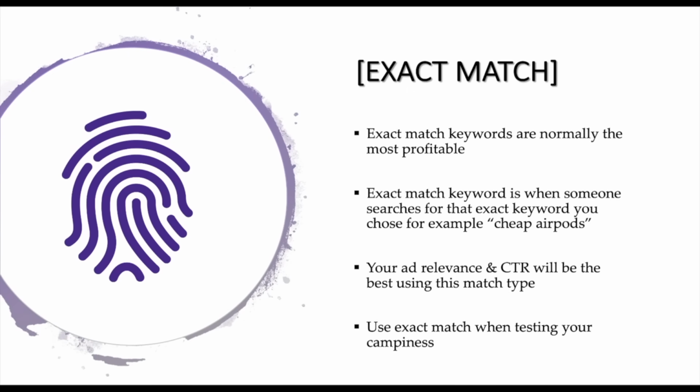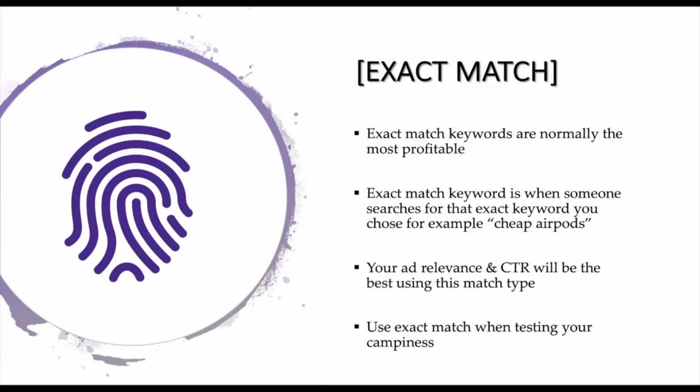Now you've got something called an exact match. You can see I put brackets on them, and you'll understand in a minute why I've used those brackets in the Google dashboard. Exact match keywords are normally the most profitable, because people are already looking for that. For example, cheap AirPods. If somebody's searching for that and you're coming up, they're looking for what you've listed. So you're going to get a higher conversion rate and a higher click-through rate because they're searching with intent for that keyword. That's why they're the most profitable.